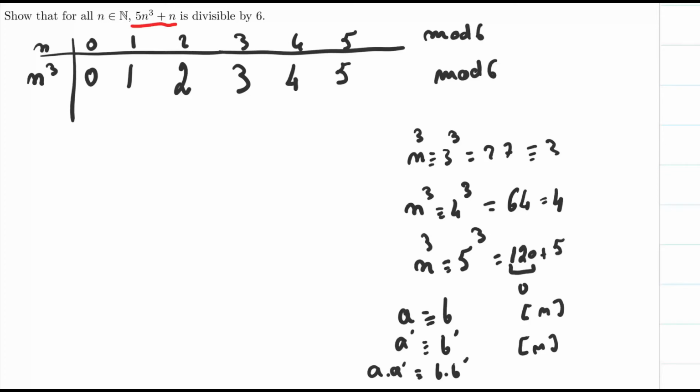And it's also compatible with the sum. We'll use it just now. If A is congruent to B and A prime congruent to B prime, I can also say that A plus A prime is congruent to B plus B prime.